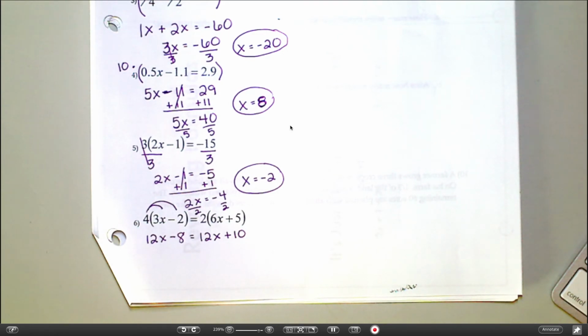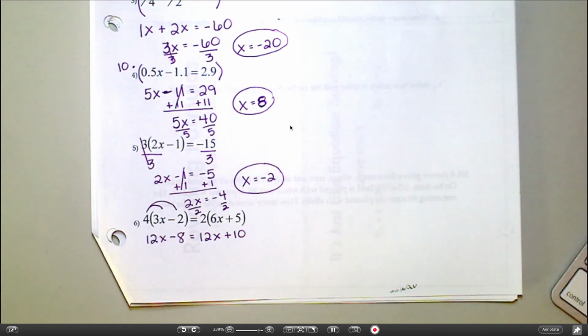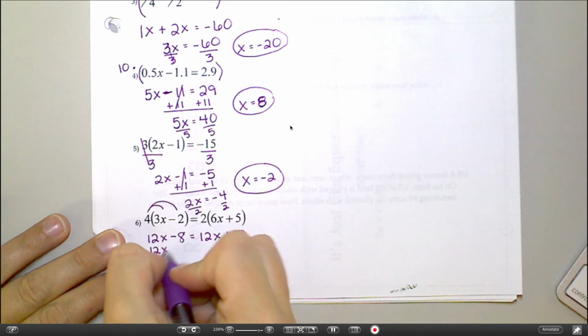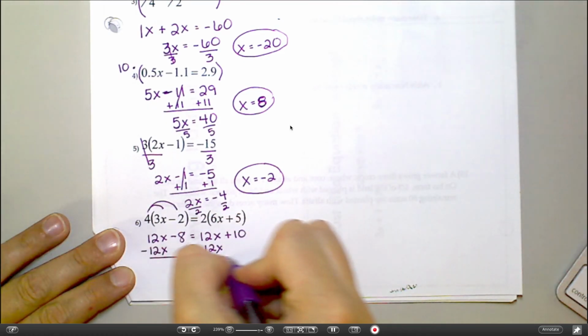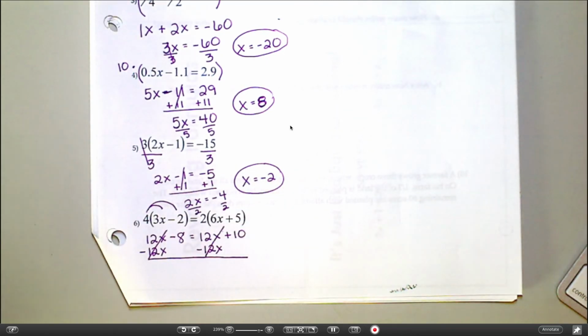Not divide. Multiply. If we want to move the whole thing, so let's talk about the difference here. If I was trying to get the 12 away from the x, that's when I would divide. But if I want to move that whole thing, I'm going to subtract. So I'm going to subtract 12x and subtract 12x. And look at this. They're both going to cancel out, right?